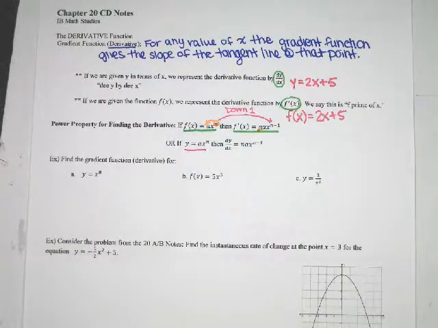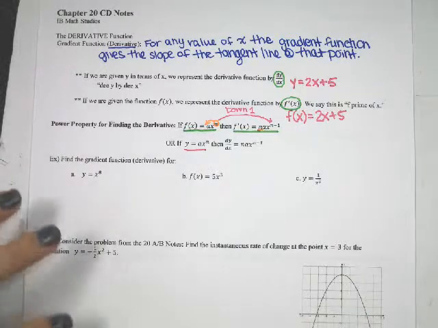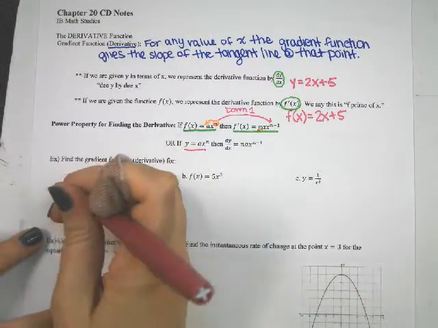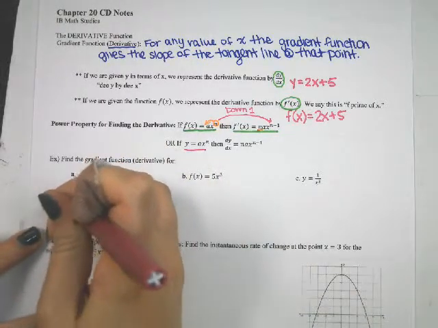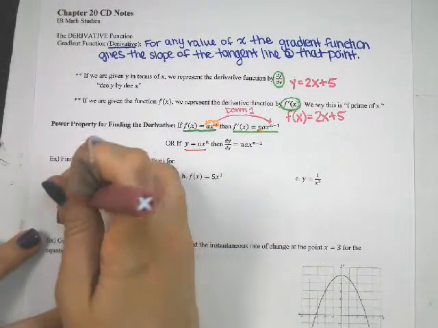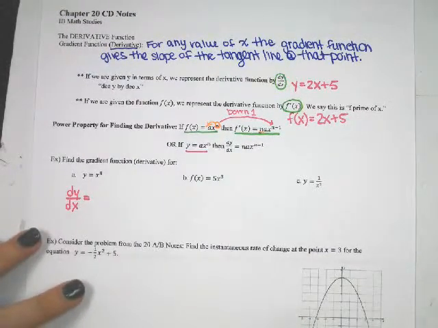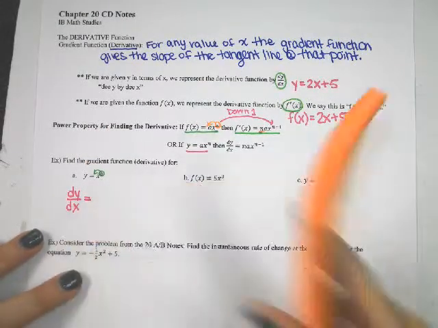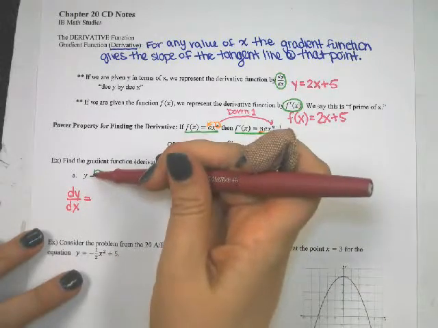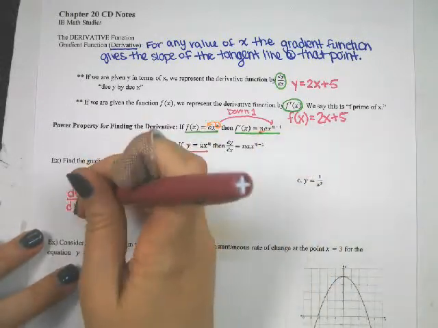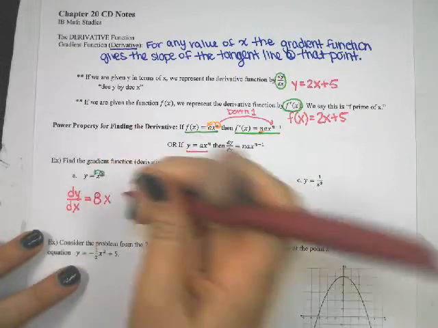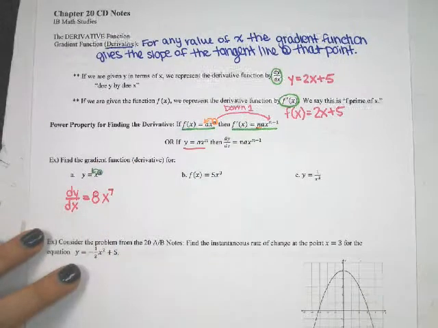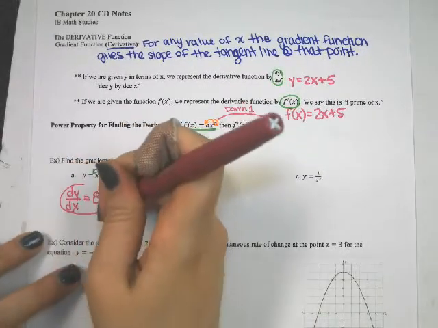It says find the gradient function or derivative for this equation. So y equals x to the 8th. Since it's in y equals form, my derivative will be dy over dx. We're going to follow the rule. So we take the exponent, drop it to the front. There's nothing to multiply it by. There'd be a 1 there. 8 times 1 is 8. So it's 8x. We decrease our exponent by 1. So instead of an 8, it is a 7. And that's our derivative function.